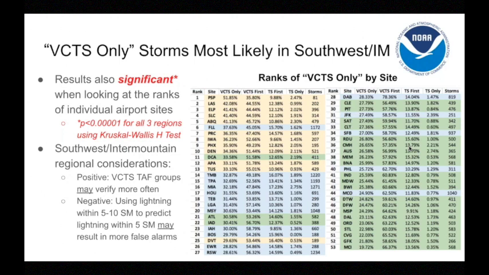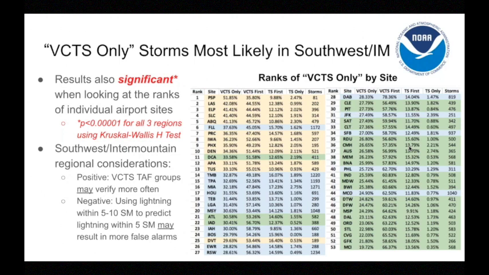The top ranked site is Palm Springs with almost 52% of their storms being VCTS only. So that means over half the time their storms are VCTS only. But this was a bit of an outlier because the number 2 rank, Las Vegas, was 42%, and that was more typical as you go down, with not much of a jump from there.